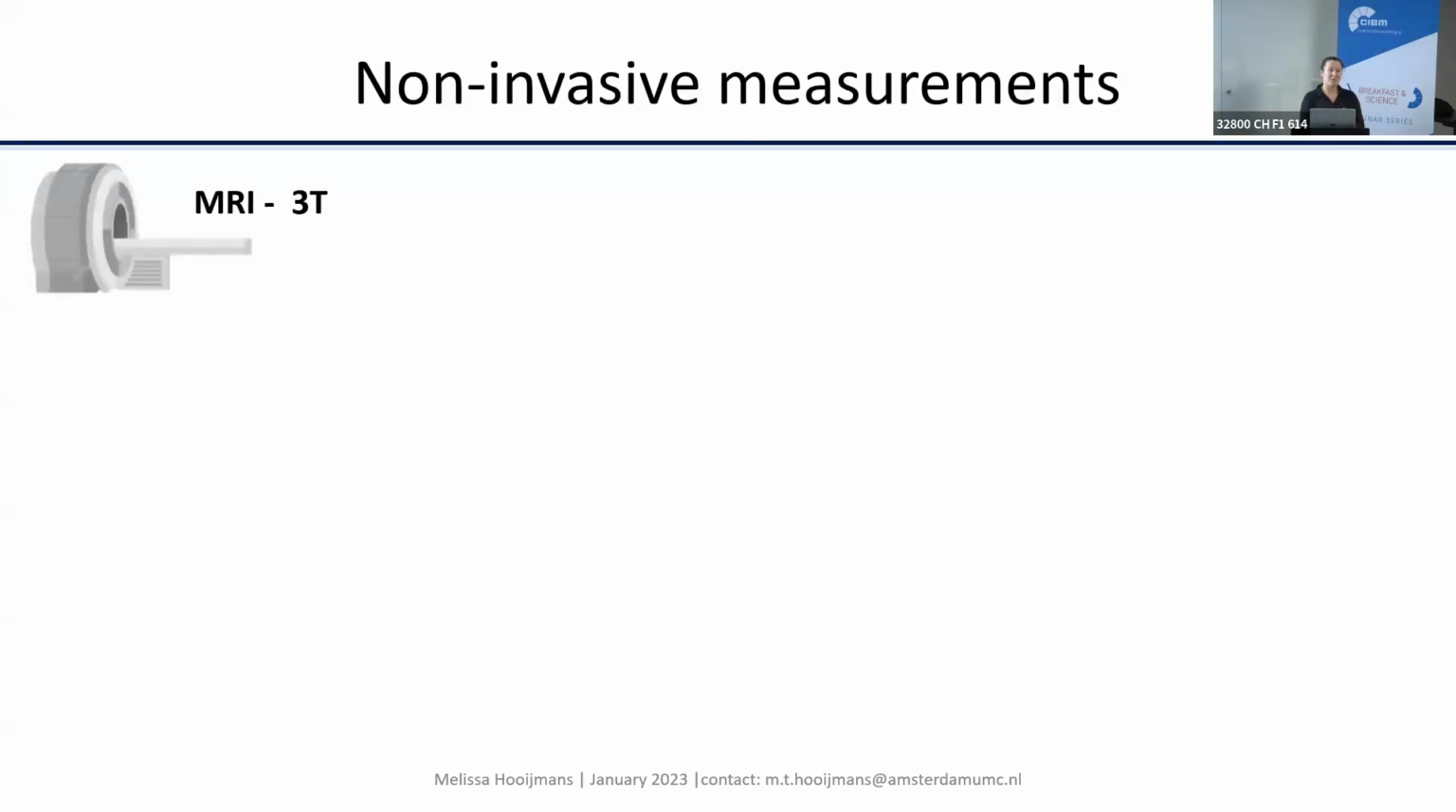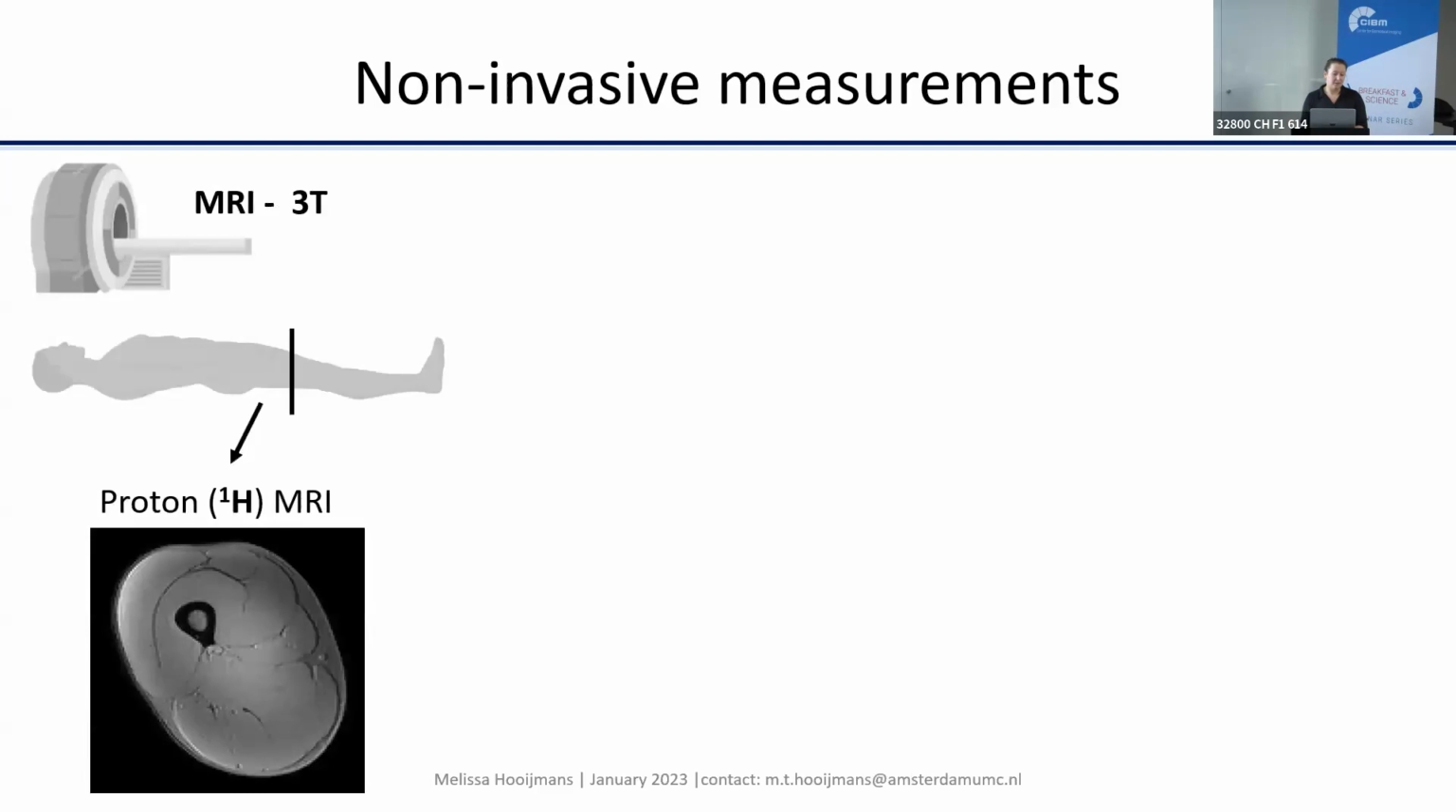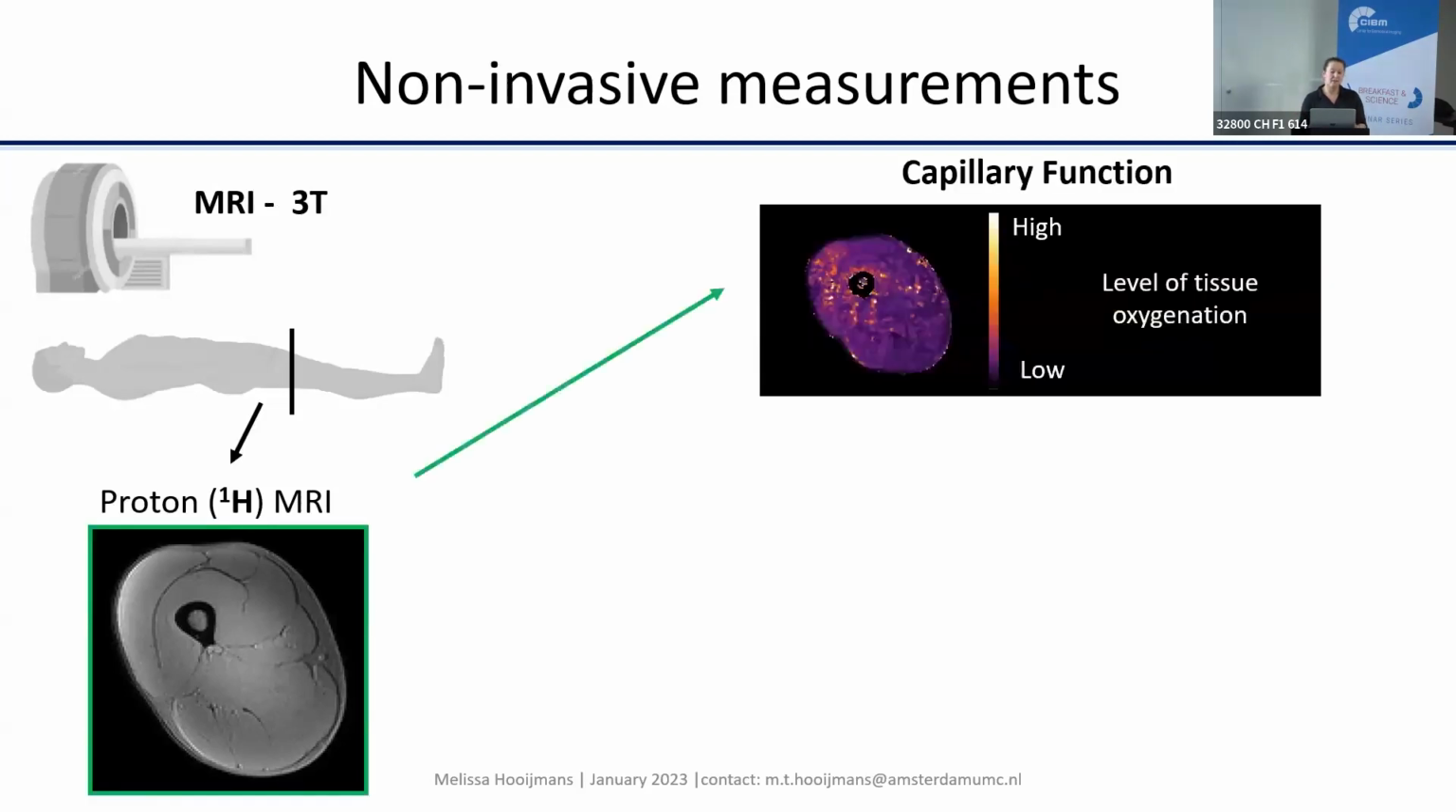So most of you guys know, because you're also in imaging centers, that with MRI you can non-invasively measure capillary function and mitochondrial function. So you can make very nice images of the muscles using proton imaging, and you can sensitize those images towards capillary function using T2 star acquisition, where you can measure the level of tissue oxygenation.